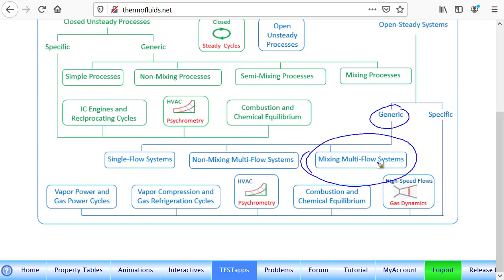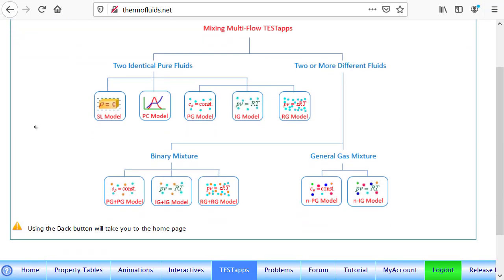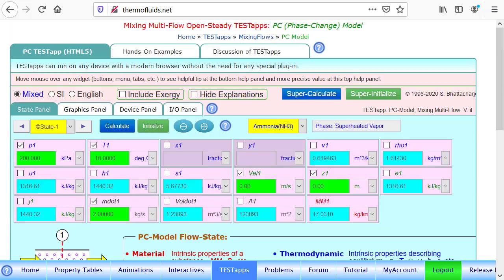Once you click there, it will offer you all the different models that are available, and we have ammonia mixing with ammonia. So, it's a saturated mixture of ammonia, superheated vapor of ammonia. So therefore, obviously, the PC model will be the most suitable of all. So we click on PC model to launch the app, which is shown on this tab.